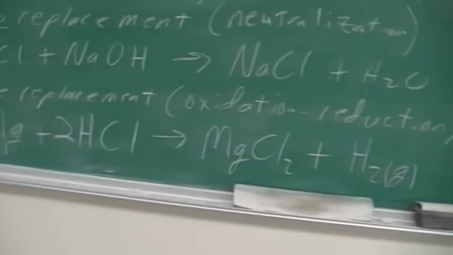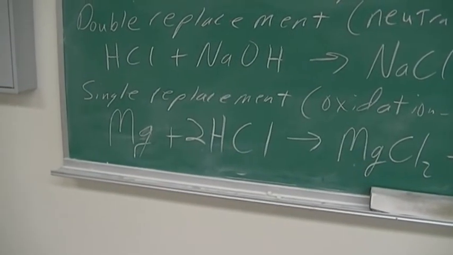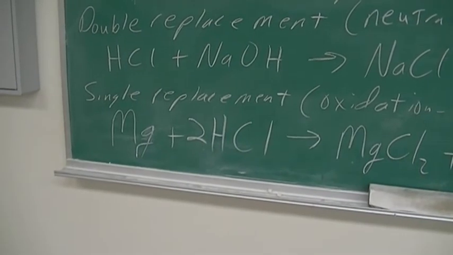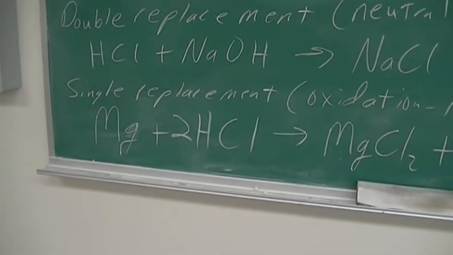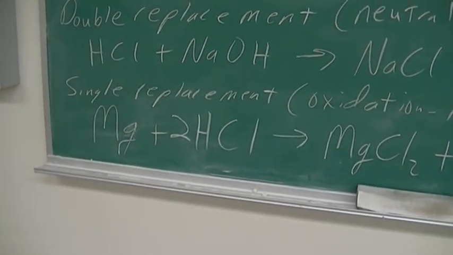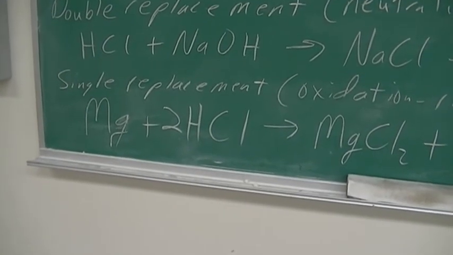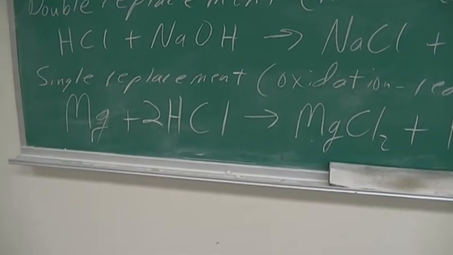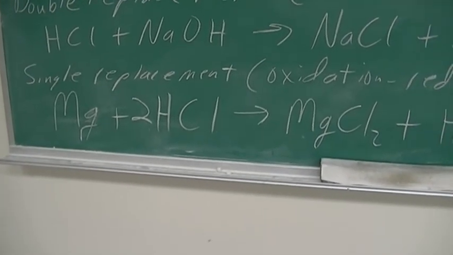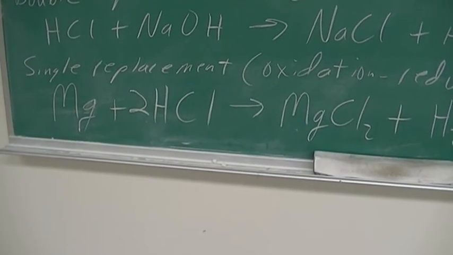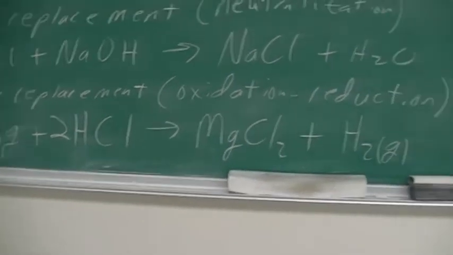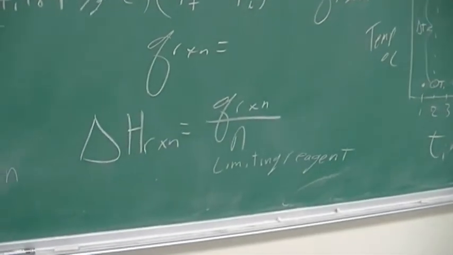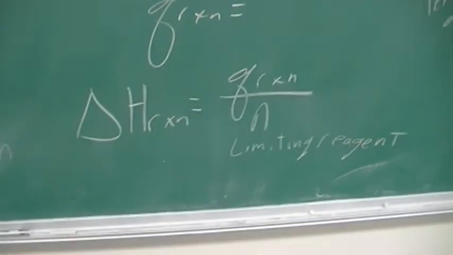You will have to calculate which of the 2 reactants is the limiting reagent. So you will find your moles of magnesium and then calculate how many moles of magnesium chloride could be formed. Then you will find your moles of HCl and then calculate how many moles of MgCl2 can be formed. The one that forms the smallest amount of MgCl2, that is your limiting reagent, and then you put that number of moles in for n to find your delta H of reaction.